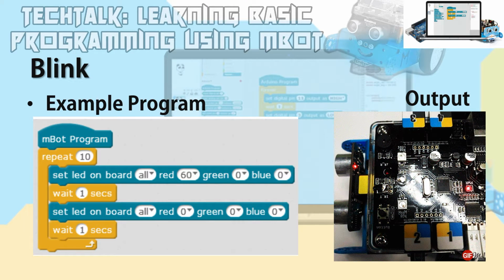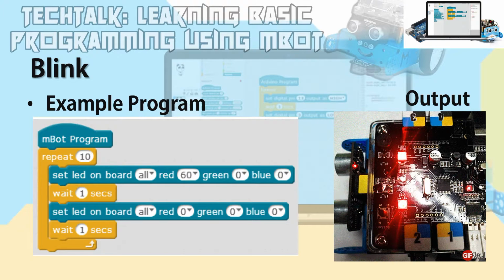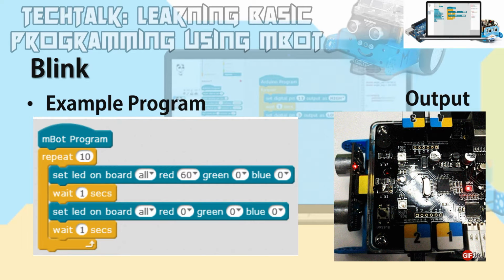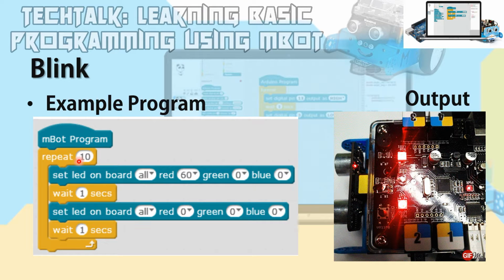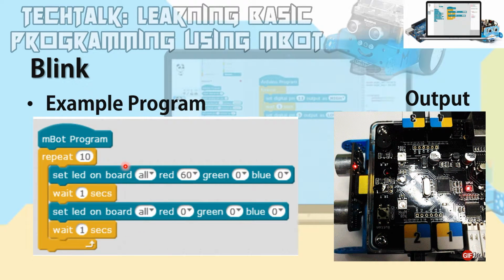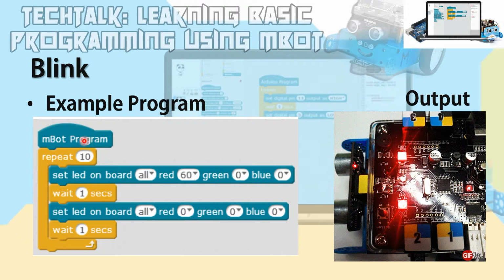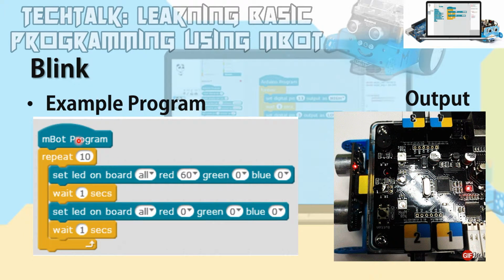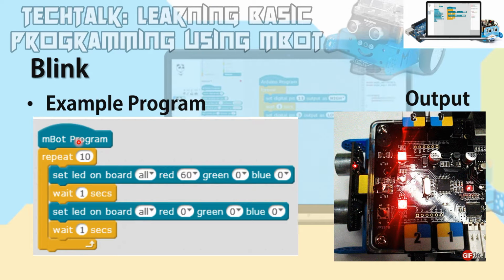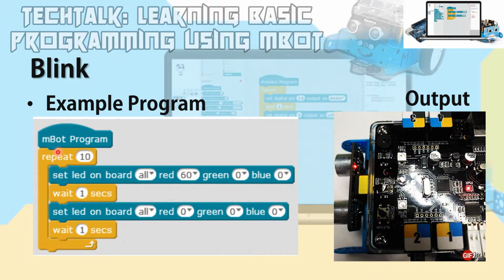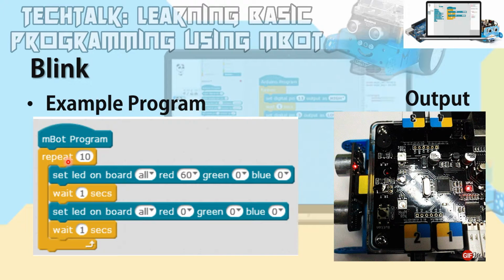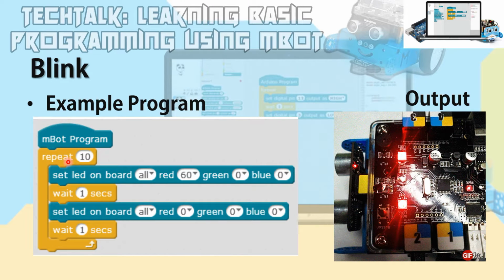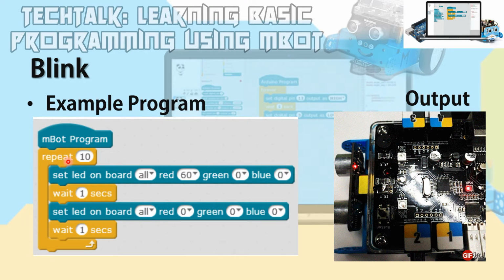Now let us discuss the example program. As you can see, we have here what we call the program. This is the start, it determines that you have to start the mBot program. And after that, this yellow one, the repeat 10, is a block that means to repeat the contained script. So this block is used to control the blink frequency.